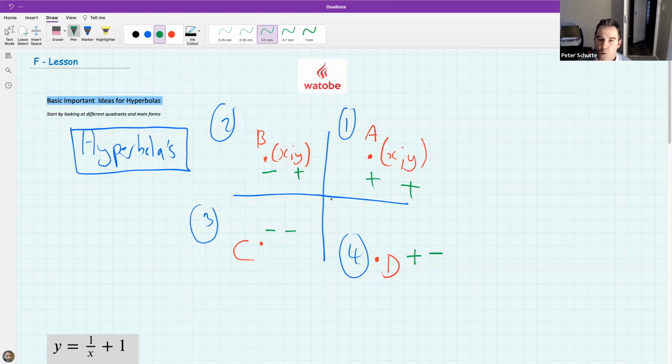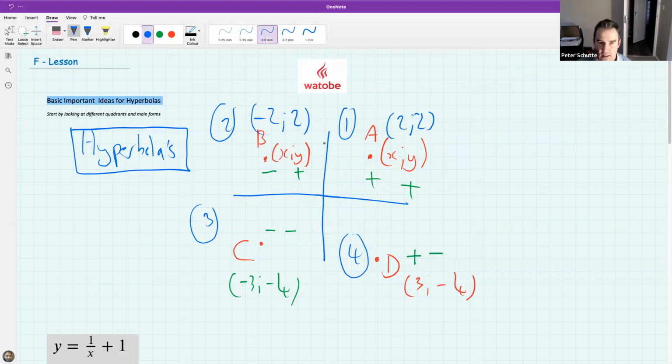Now, give me a thumbs up if what I've said about A, B, C, and D makes sense to you. So if I had the point D, D would have to be something like 3, minus 4. Whereas if I had something like C, that would have to be like minus 3, minus 4. B would have to be something like minus 2, 2. And A would have to be something like 2, 2.